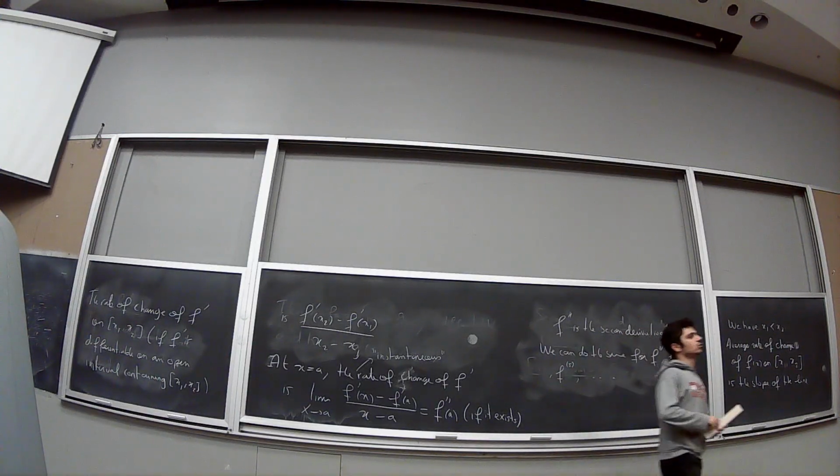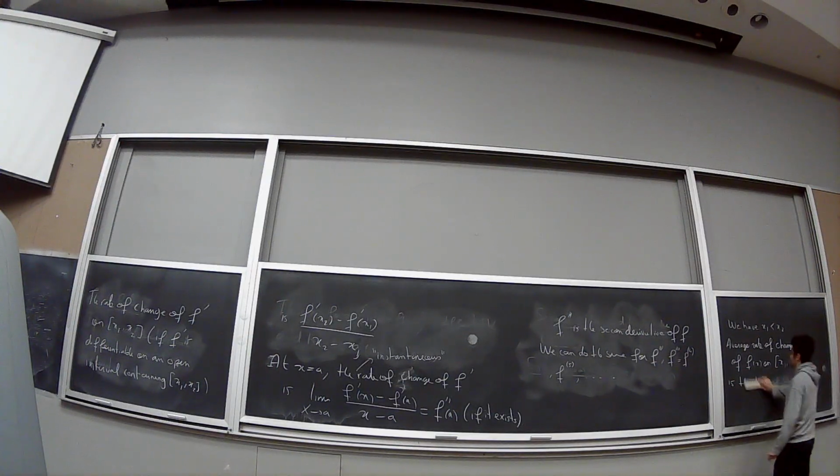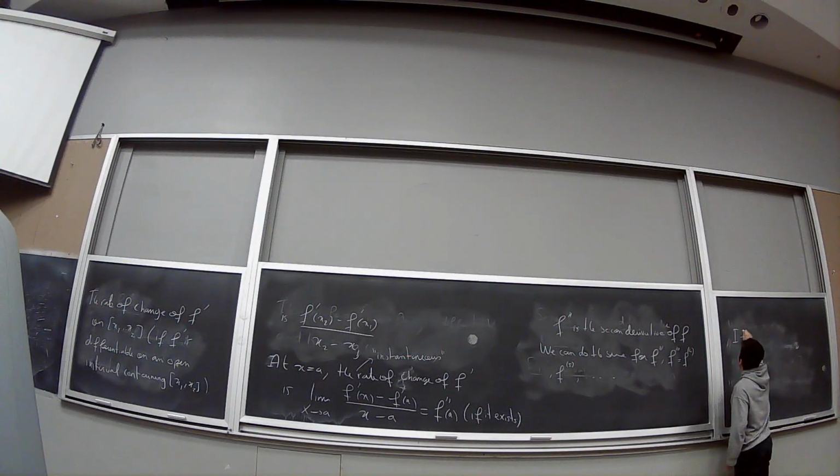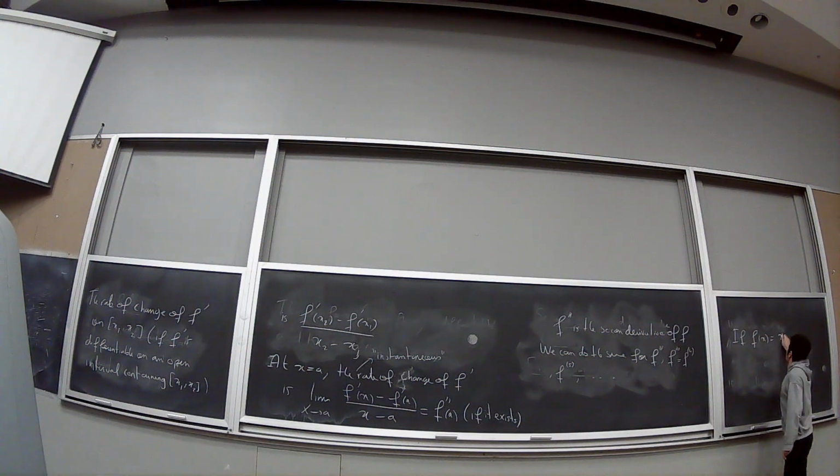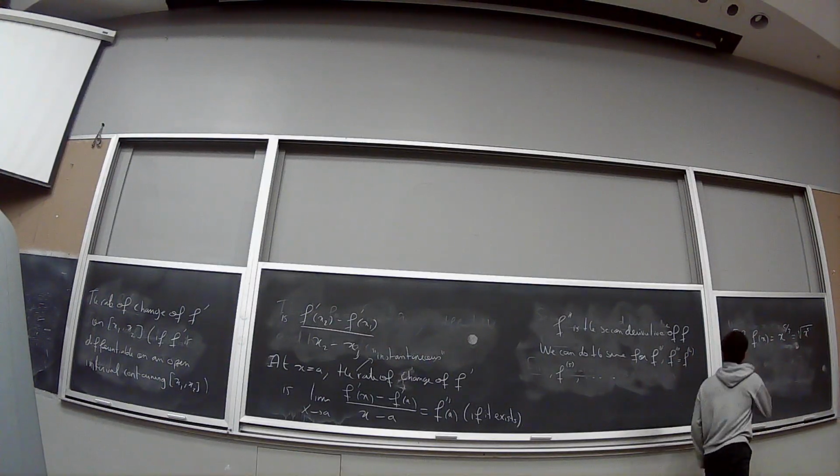That you have cosine and sine. Cosine x, well, let's pick another example. If f of x is x to the 5/3, okay? What is the domain of f? The domain of f is R. This is the cube root of x to the 5. Domain is R.